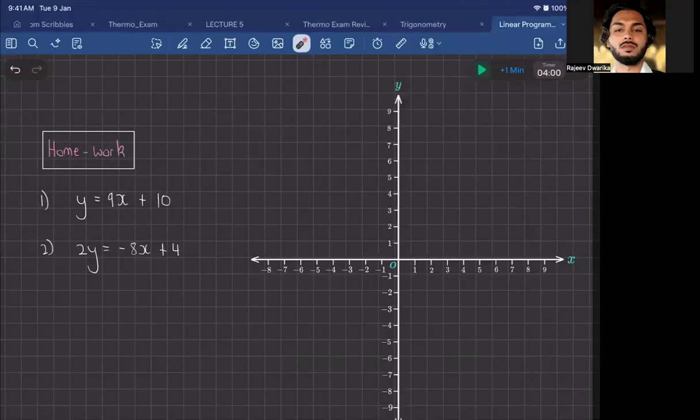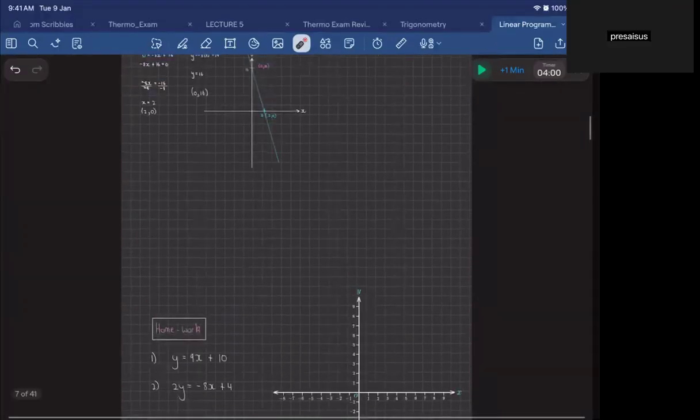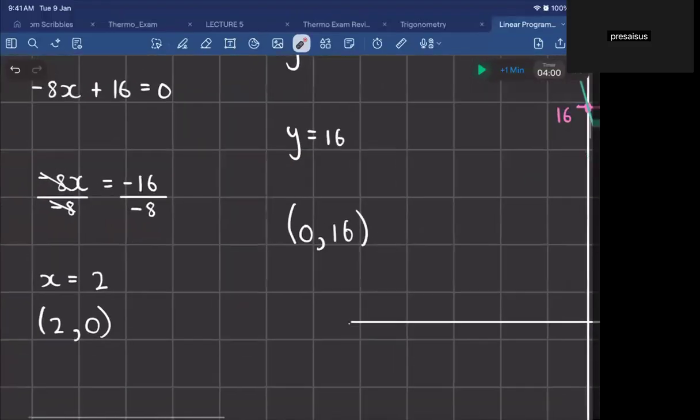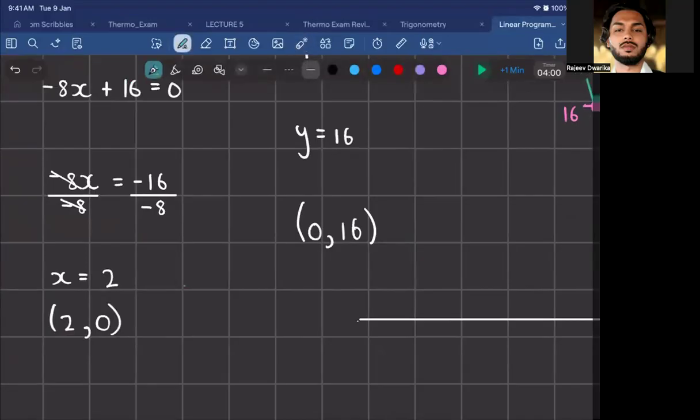Elaborate. I think I know what I'm mixing up, because I think I see what you mean. Okay, so you had minus 16 over minus 8, and I see you put a half.